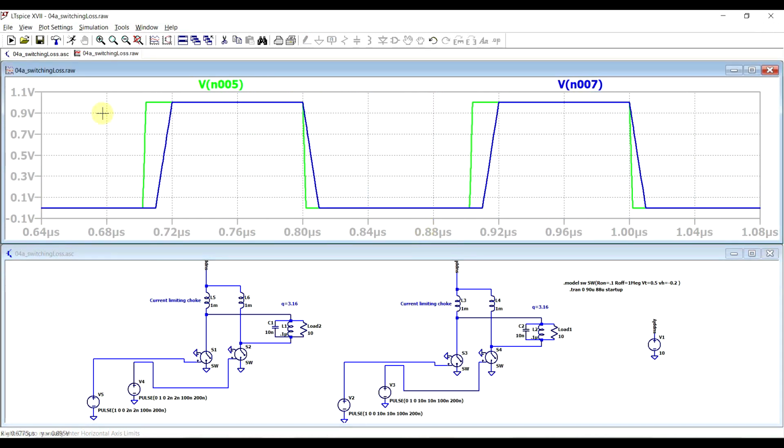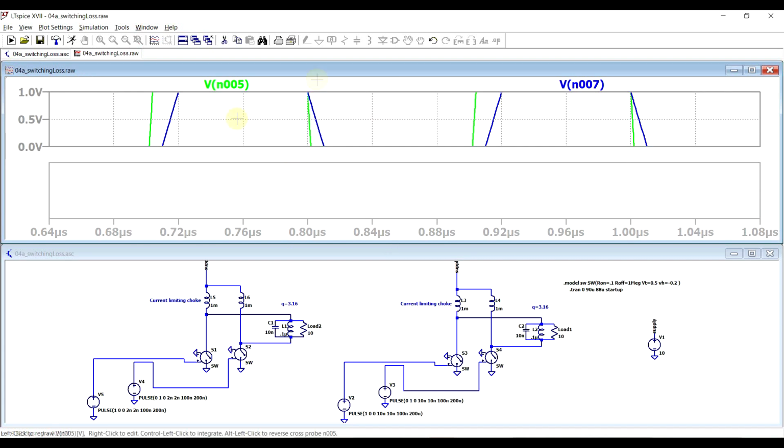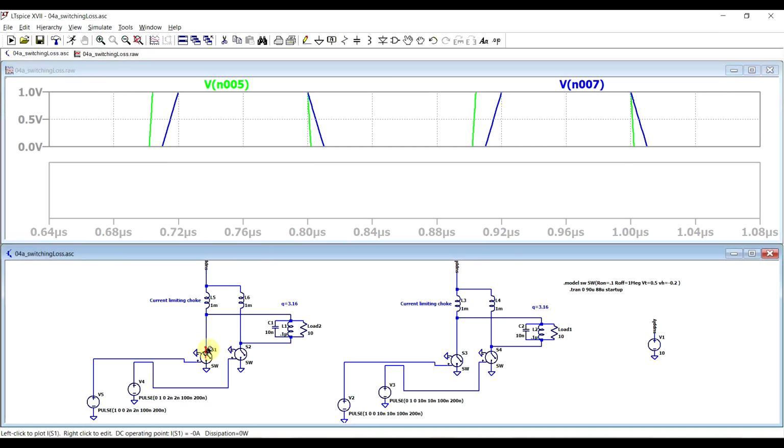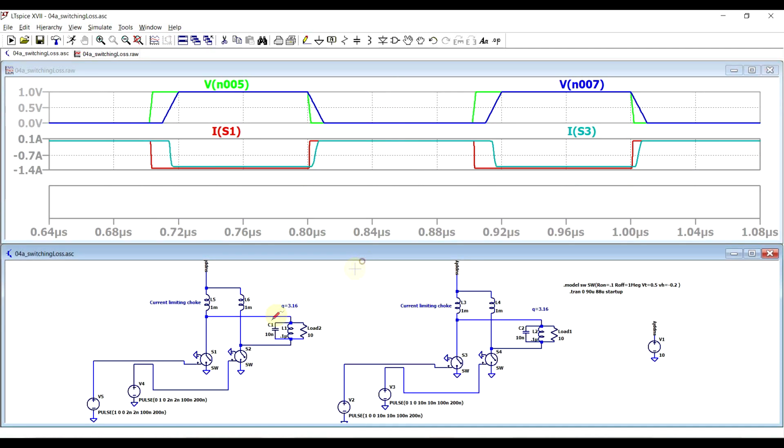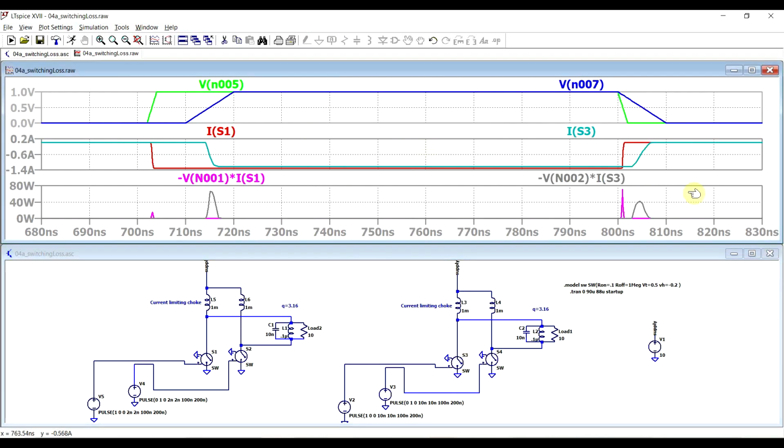Let's just zoom in a bit. So in green we have the fast 2 nanosecond signal, in blue we have the slower 10 nanosecond slope signal. Because of these transitions, if we now look at the currents passing through the switches, again we see a similar story. So the fast switching switch has a fast current transition, the other switch has a slower transition. And because of this, if we now look at power dissipation, maybe just zoom in a bit further.